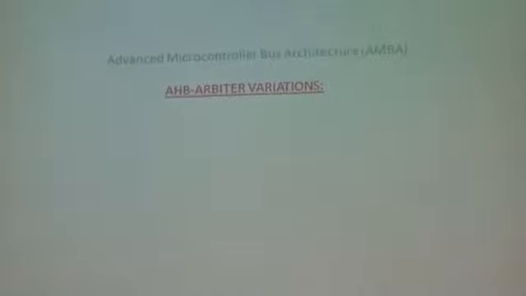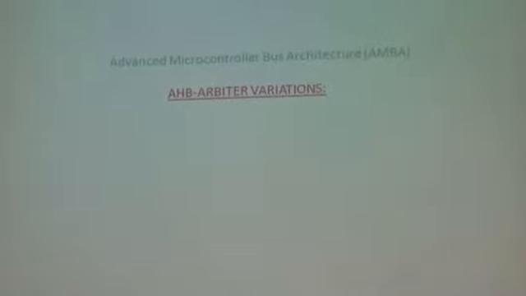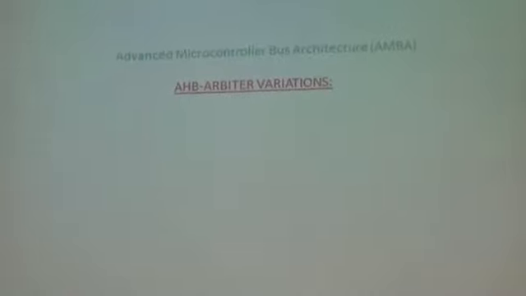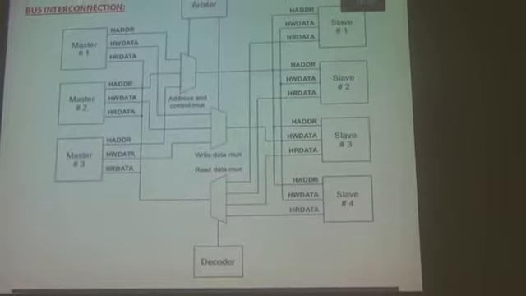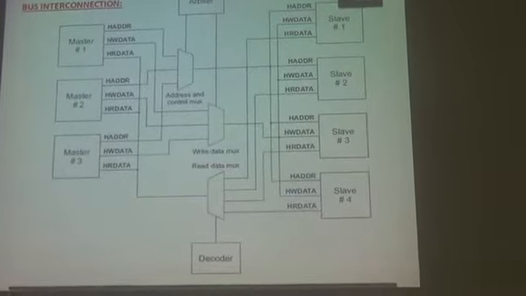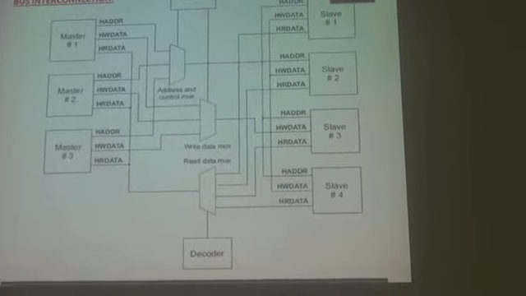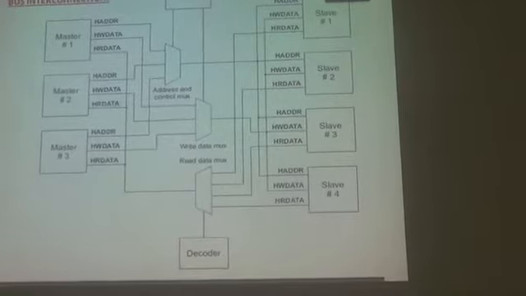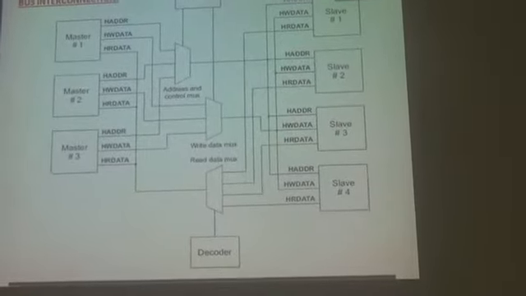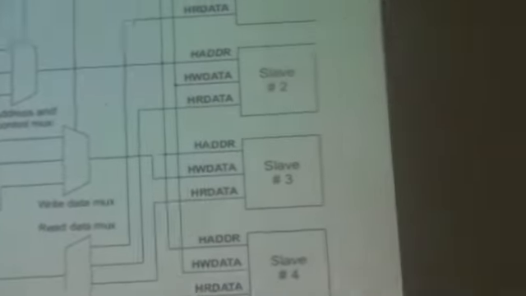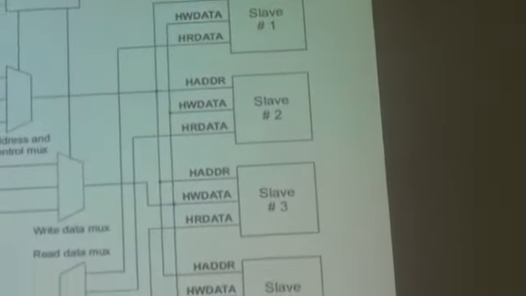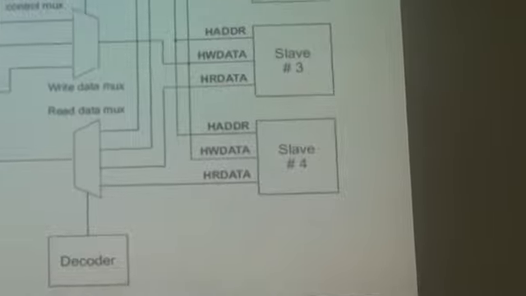This is our starting slide, which shows the Advanced Microcontroller Bus Architecture, AMBA. In this, we are going to discuss AHB arbiter variations. This is the bus interconnection of the AHB protocol. In this bus interconnection, we have 3 masters and 4 slaves: master 1, master 2, master 3, and slave 1, slave 2, slave 3, and slave 4.